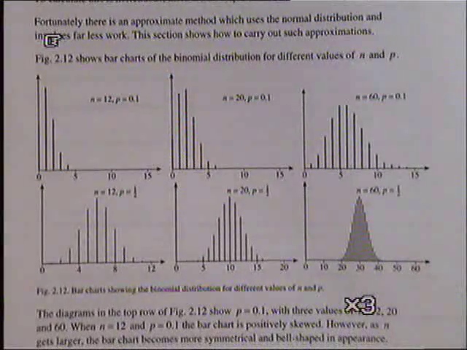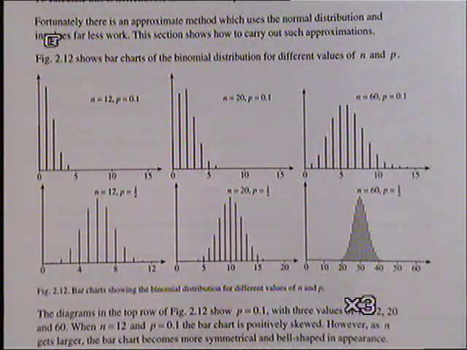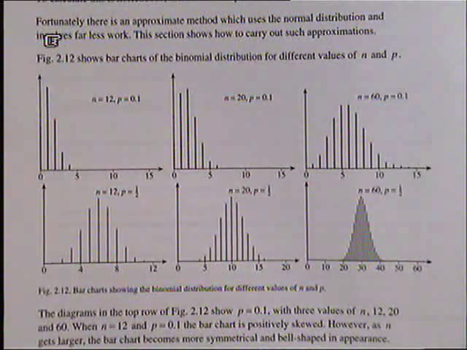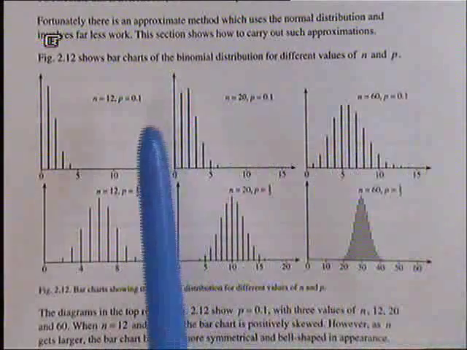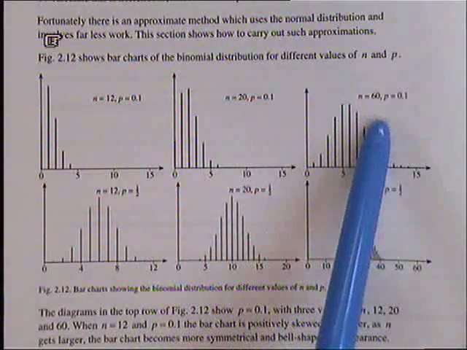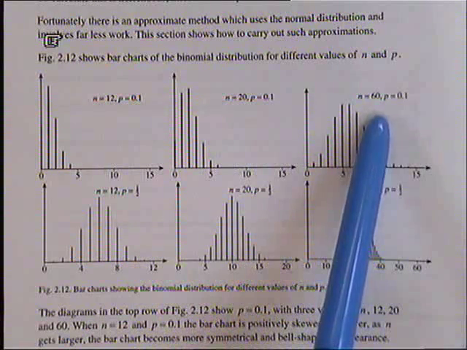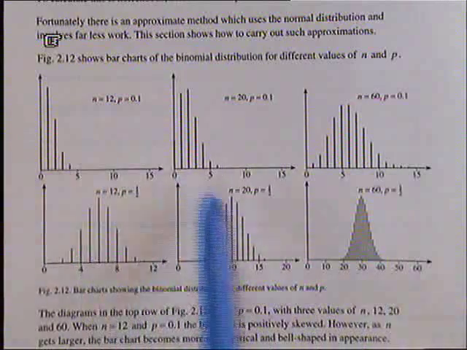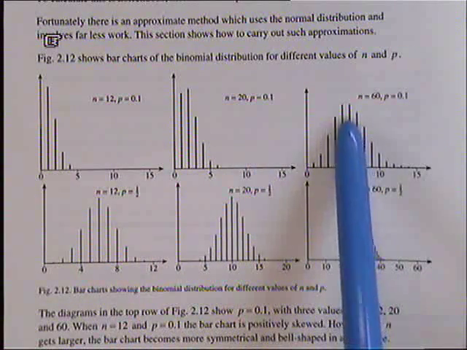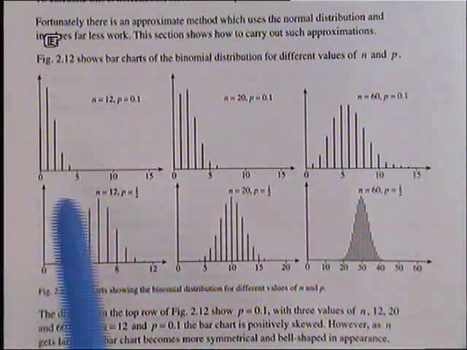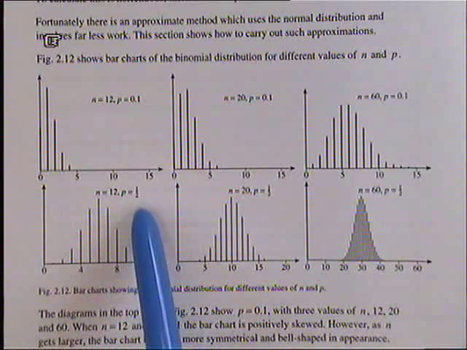Right. What we've got here is binomial distributions shown graphically. Along the top row, n gets bigger each time, but p remains the same, 0.1. On the bottom row, n gets bigger each time. It's the same value for n as the graph above it. But p this time is a half. A half is 50-50, sort of evens.